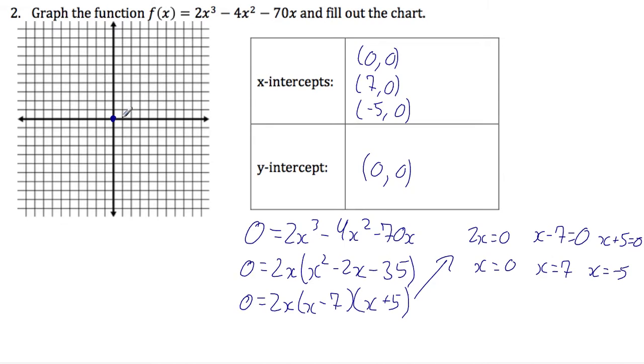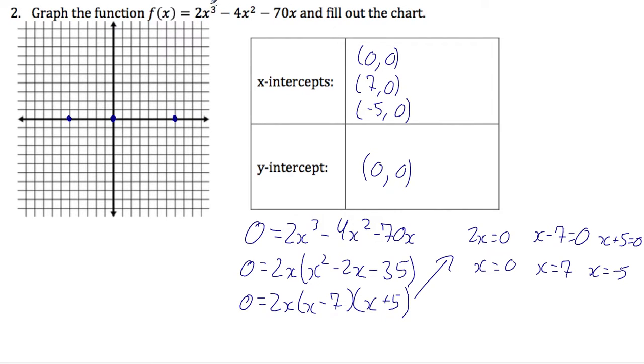All right, so they have 7, 0. So 1, 2, 3, 4, 5, 6, 7. And negative 5, 0. 1, 2, 3, 4, 5. Yep.